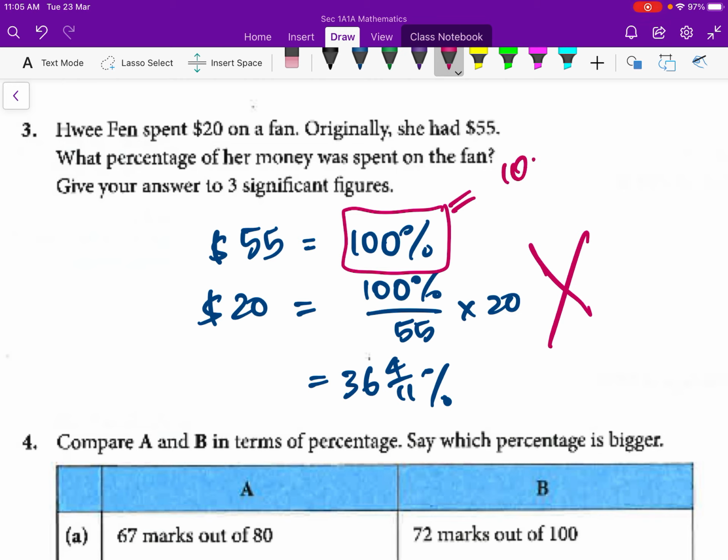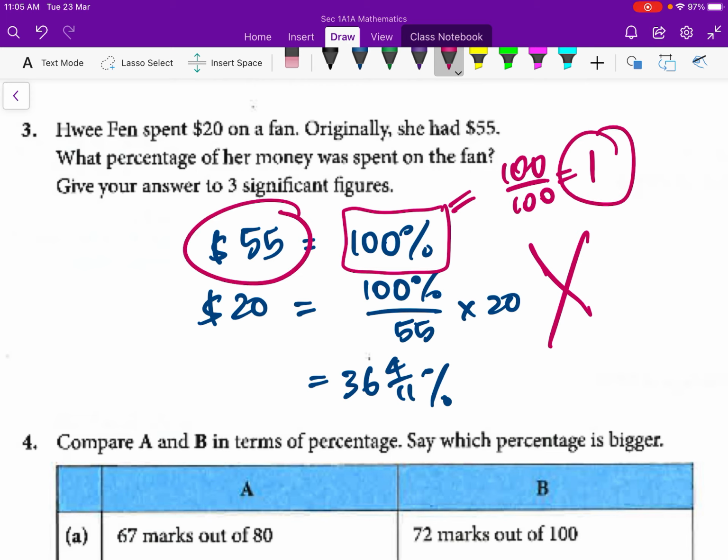This is the same as 100 over 100, isn't it? Which is, isn't that 1? So are you saying that 55 is equal to 1? Cannot be. So this is all wrong. Hey, but Mr. Wong, the answer is correct. Don't care. Wrong. Okay, so what else?